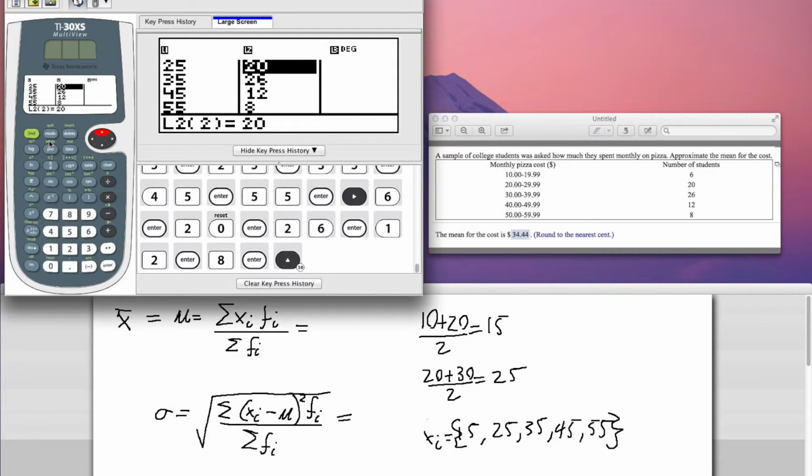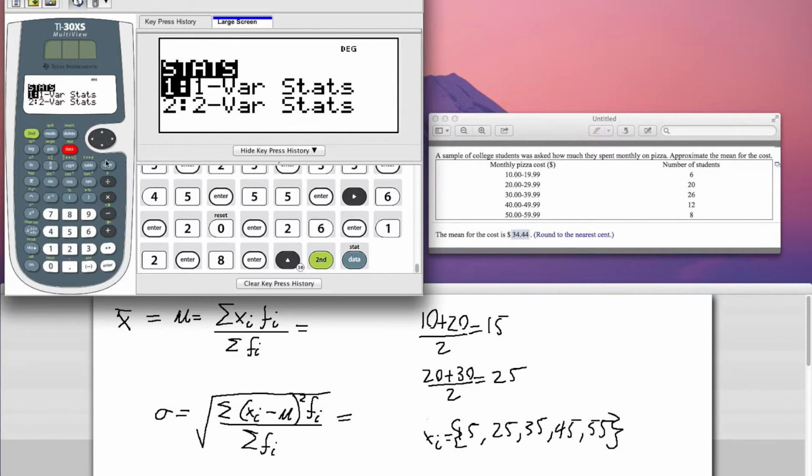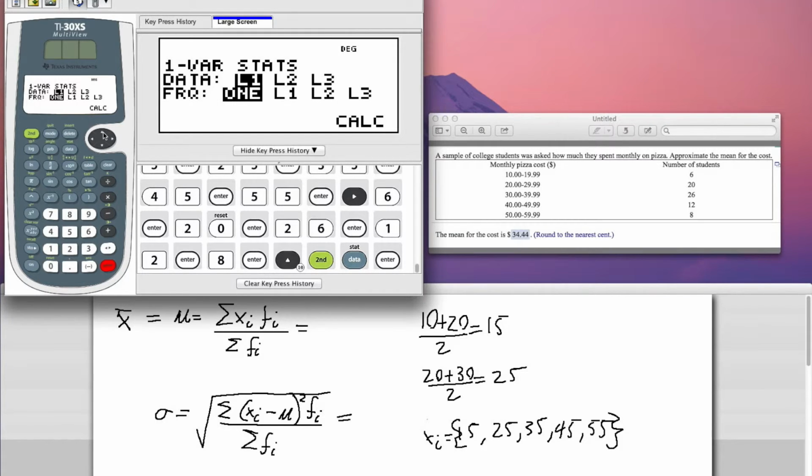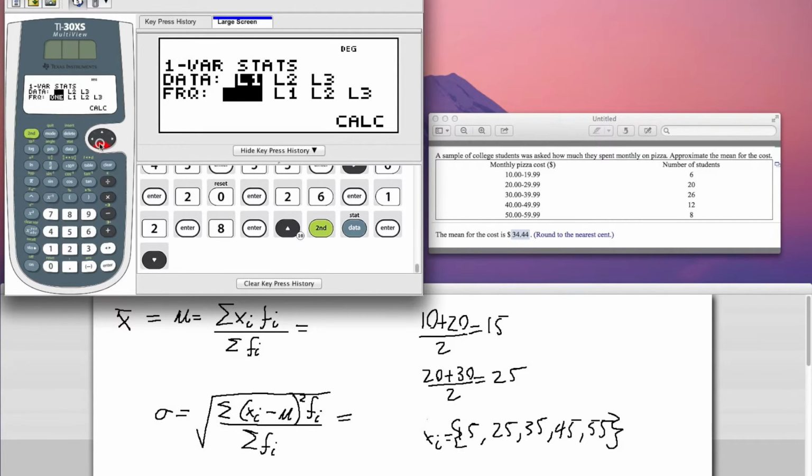Okay, so next we tell the calculator what to do in order to find the mean. So we hit second and data. We want to choose one variable, stats, enter, and here's the important part. For data, you want that to correspond to the midpoints that we found, and we put that on table 1, which is L1. Now for frequencies, we put that on table 2. So highlight table 2, hit enter, and then hit calculate. But you want to make sure that data is on table 1 and frequency is on table 2.